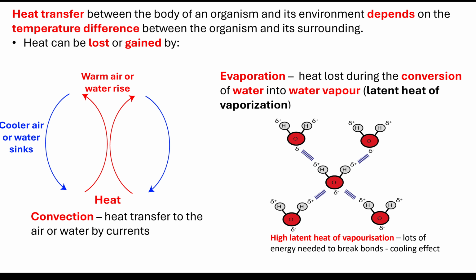Now, the other one we need to know about is evaporation. So we know that evaporation is this loss due to the conversion of water into water vapor. So let's remind ourselves about module 2 and that high latent heat of vaporization. So the high latent heat of vaporization means that there's lots of energy needed to break the bonds, the hydrogen bonds, the cohesive property in water. So because we have lots of energy needed to break those bonds, that works as a cooling effect.